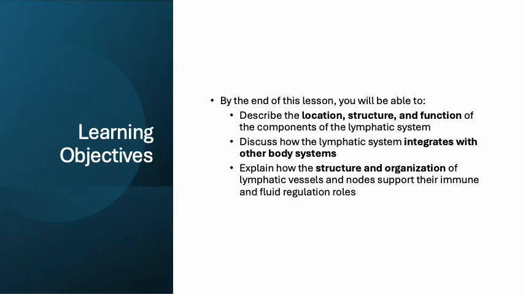Next, we'll look at how the lymphatic system integrates with other body systems, especially the cardiovascular system and immune system. This system does not work in isolation. For example, the lymphatic vessels return excess interstitial fluid to the bloodstream, and lymph nodes are packed with immune cells that monitor for pathogens. Finally, you'll learn how to analyze the structure-function relationship, how the architecture of the lymphatic vessels allows one-way flow of lymph, and how lymph nodes are strategically positioned and organized to optimize immune surveillance.